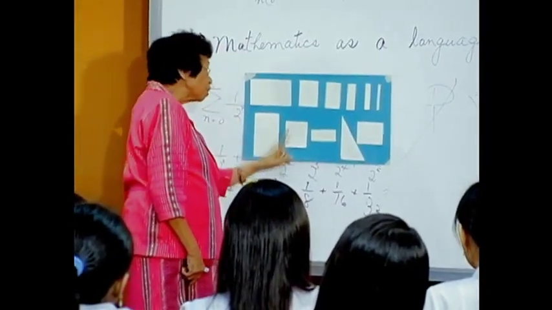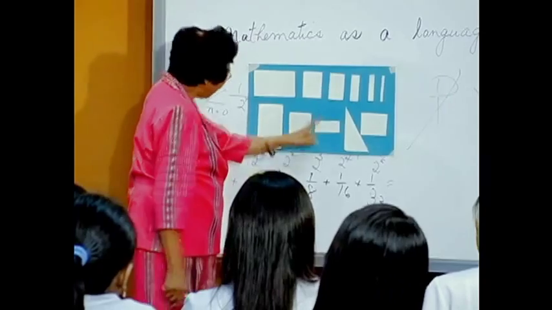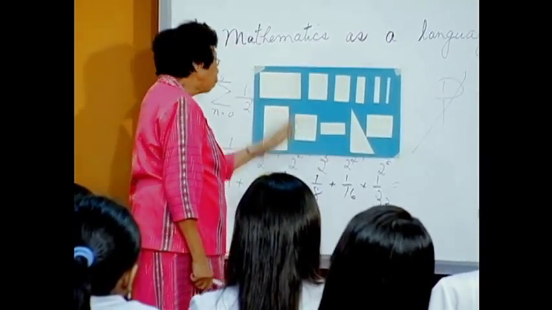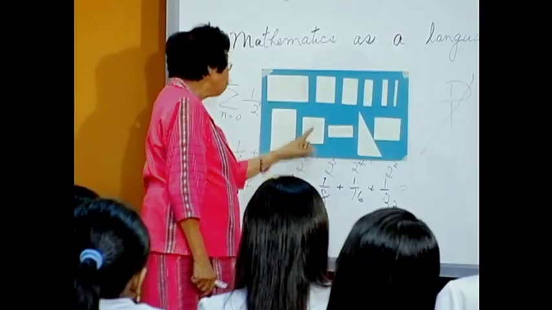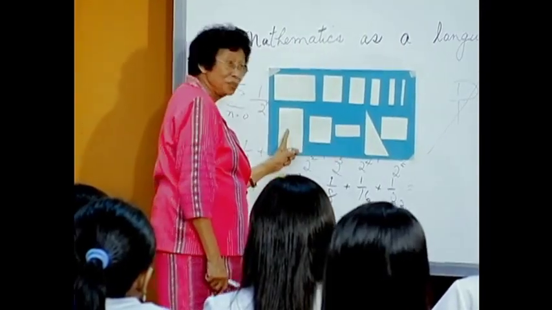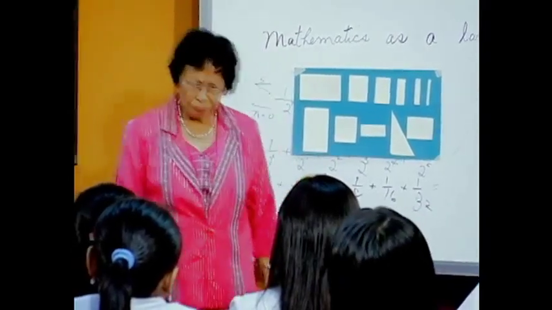So what fraction is this compared to this? 1/2. Half. About how many of this make this? 2. Therefore, what fraction is this of this? 1/2. What is 1/2 of 1/2, of a half? 1/4. So what fraction is this compared to this? 1/4. All right, now I have another ploy.